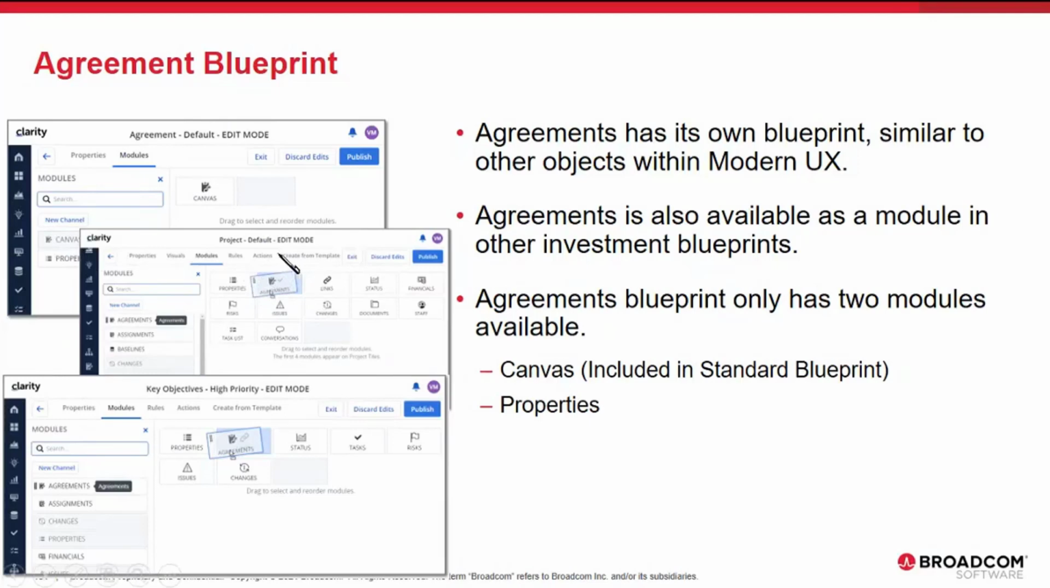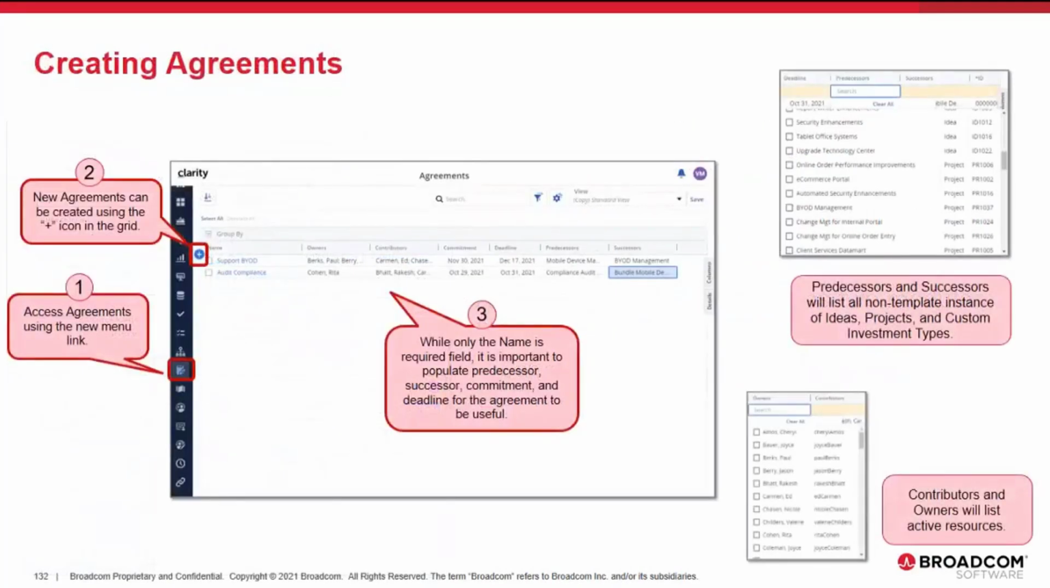This new module will then display the data if that specific investment is either a predecessor or a successor to an agreement that is being made. Creating an agreement between investments is pretty straightforward: go into the new agreements area within Clarity in Modern UX, and click on the plus button or right-click new to create a new agreement. When creating the agreement, the user can define the owner, the contributor, the commitment date, the deadline date, predecessor, and successor as the values to ensure that the agreement is clearly defined.